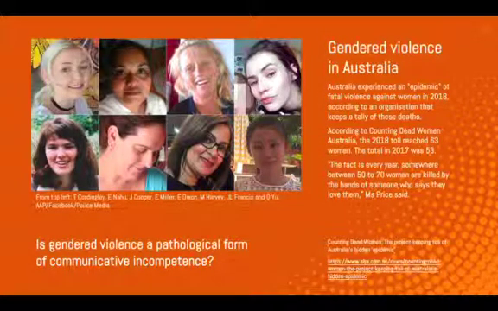Gendered violence in Australia. If you've been paying any attention at all, you'll notice that Australia has experienced an epidemic of fatal violence against women over the last while.